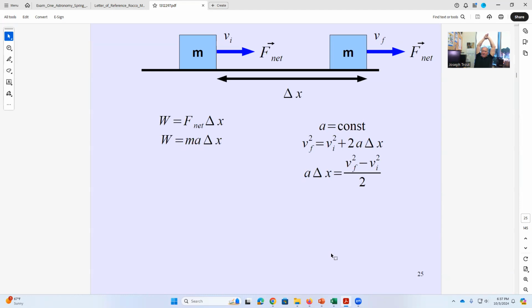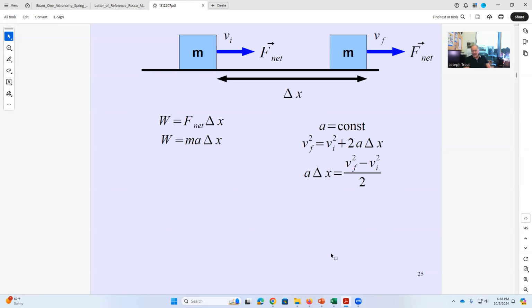Note that we went back to using final and initial instead of naught, which was for time equals 0. I'll explain why soon, but for now, just realize that we're using final and initial instead of v and v naught.